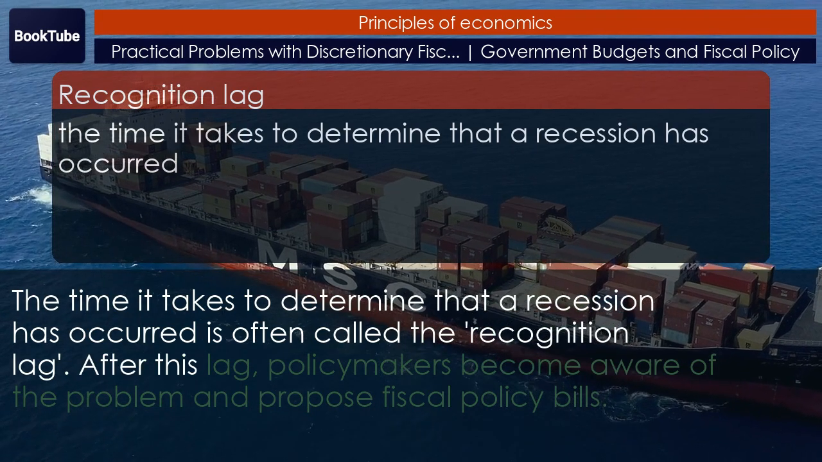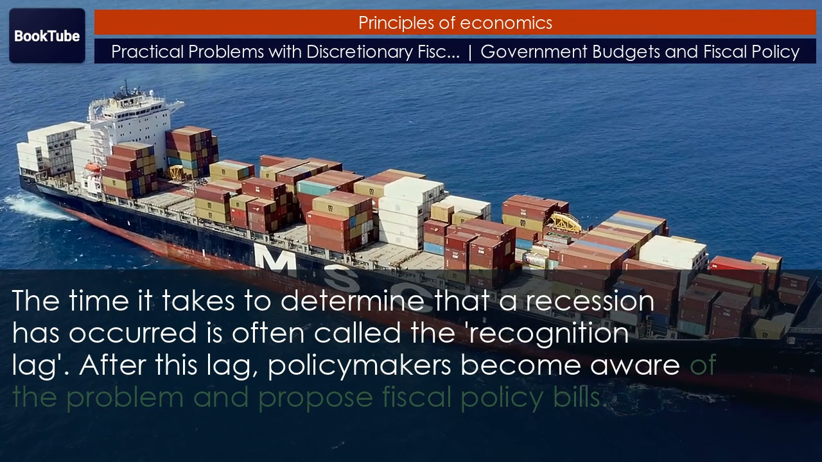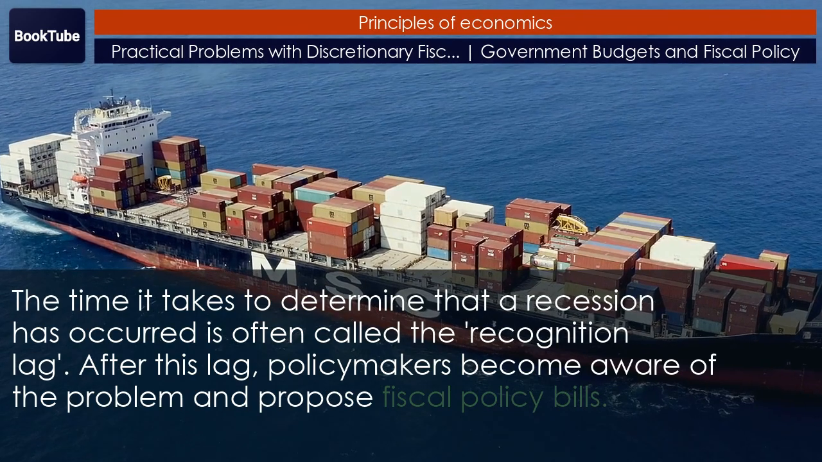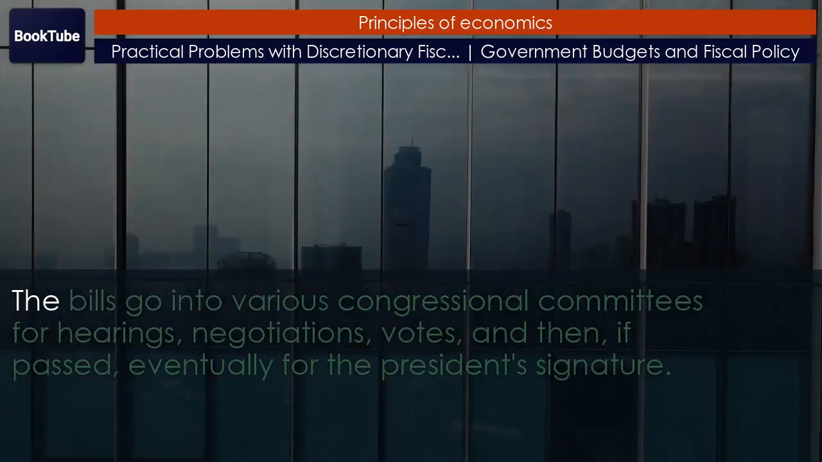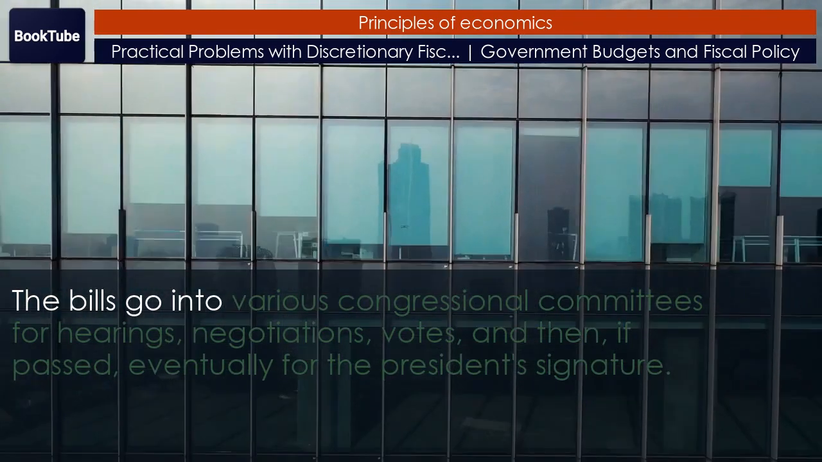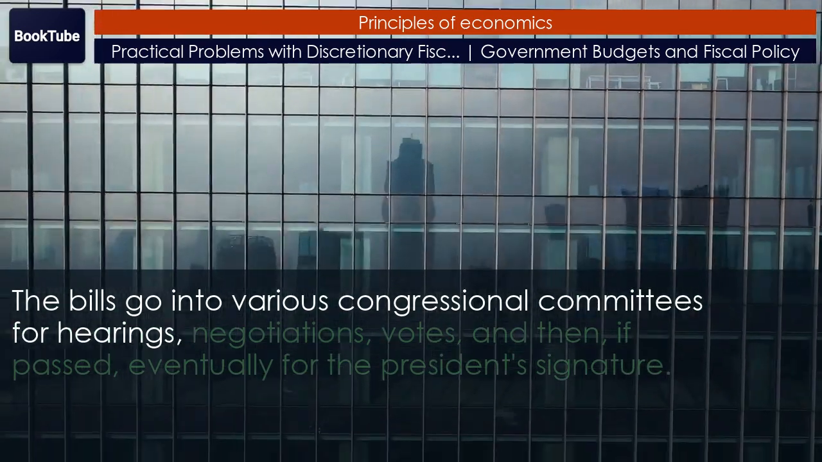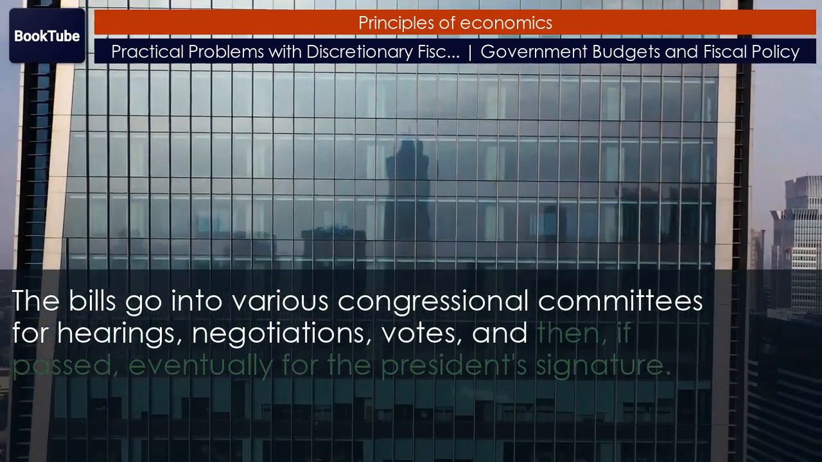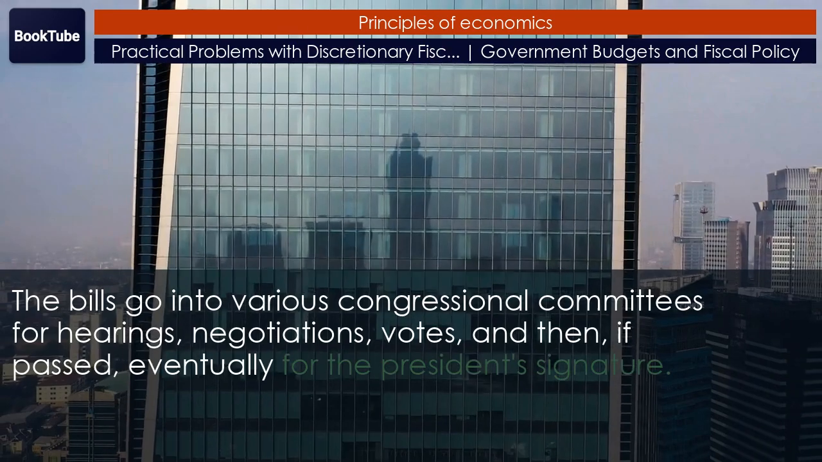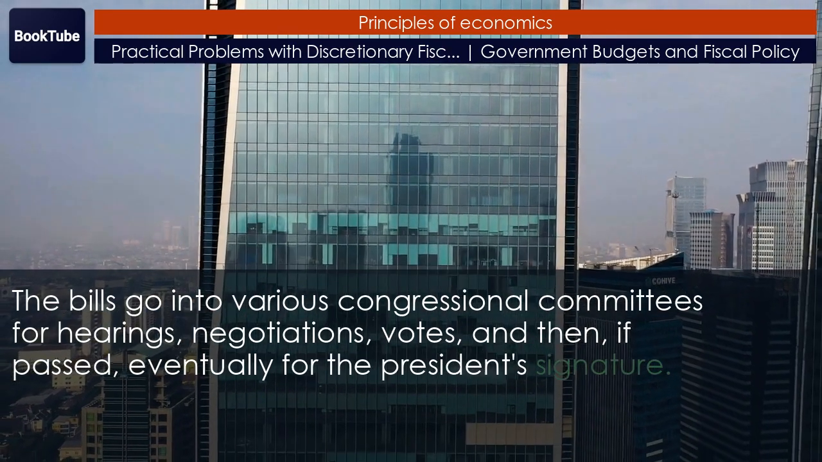After this lag, policymakers become aware of the problem and propose fiscal policy bills. The bills go into various congressional committees for hearings, negotiations, votes, and then, if passed, eventually for the president's signature.